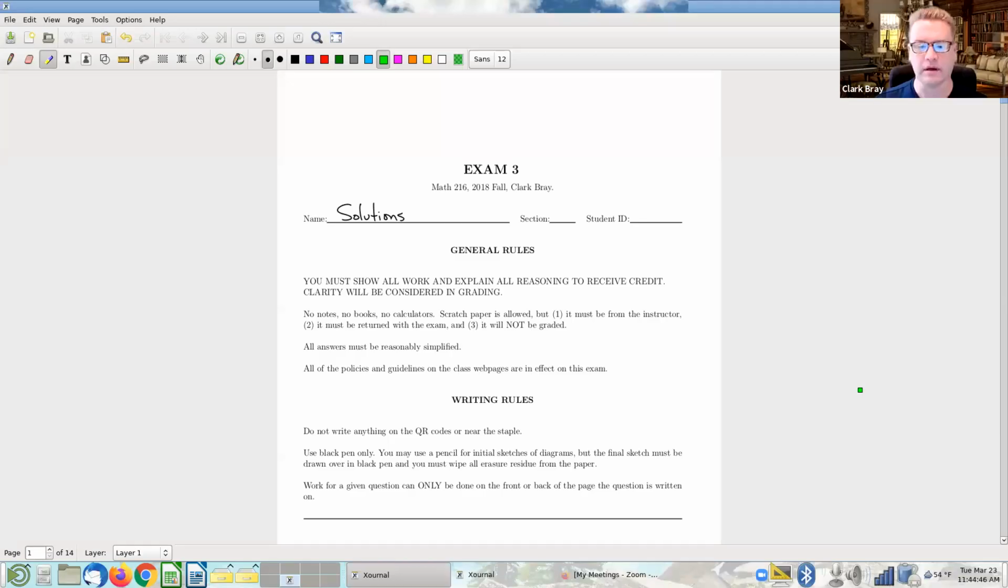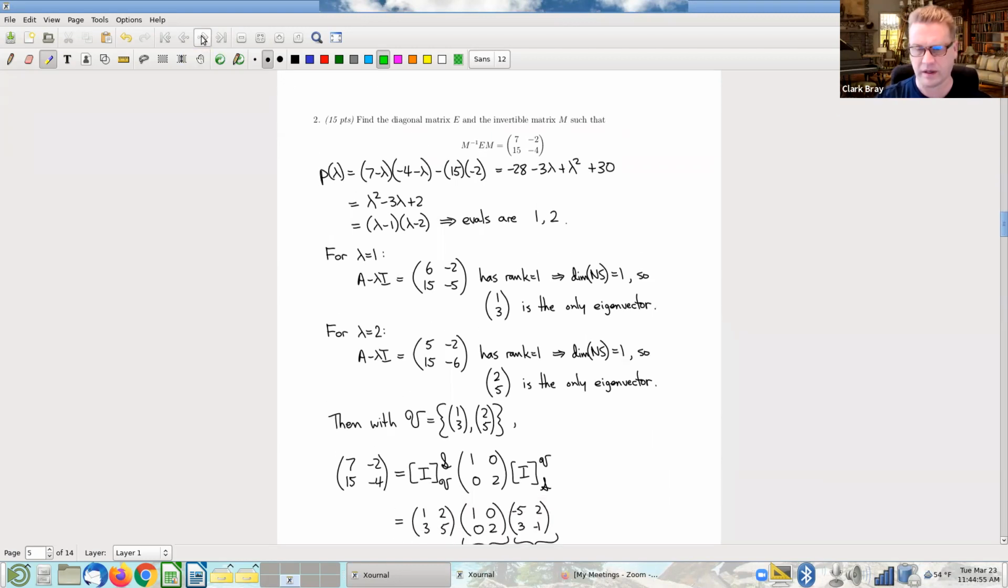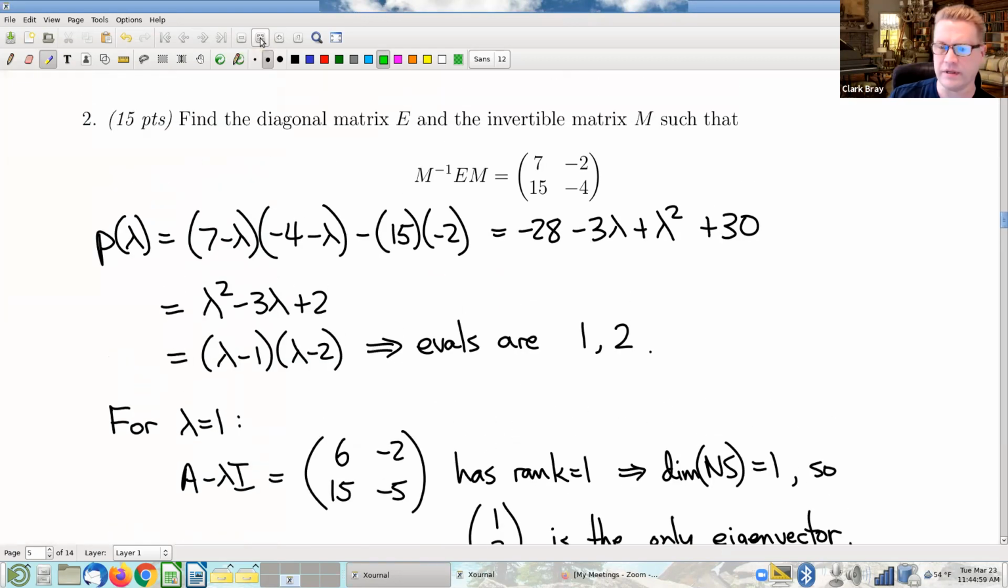Okay, so I want to talk about an old exam question from 1819 fall. Here it is, 1819 fall, exam 3. And specifically, we're going to go over and look at question 2. So let's see. In fact, let me do it like this. So the start of this question is actually pretty straightforward.